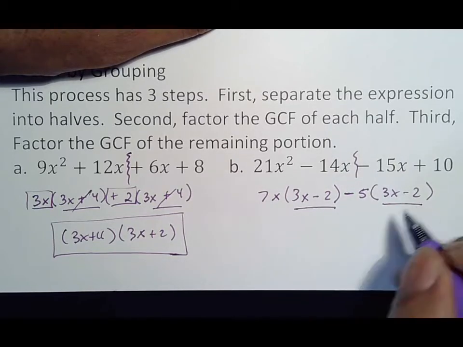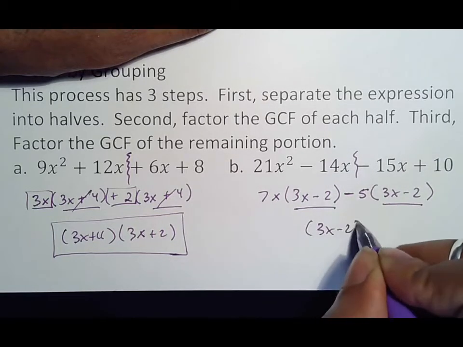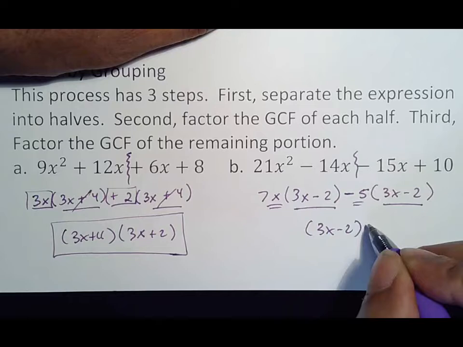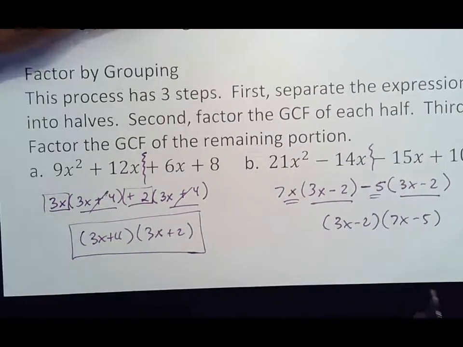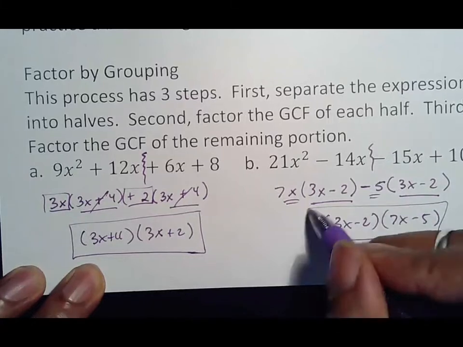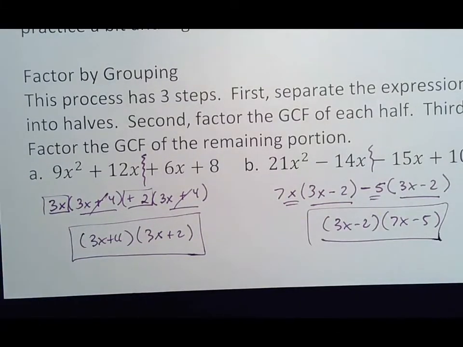But after that, we copy what they have in common, and then we put down what is left into the parentheses. 7x minus 5 is left over, and that would be the finishing part of factoring by grouping. The process itself really is not hard, but again, this is the ending part, which means that we have to kind of think about what we do before that.